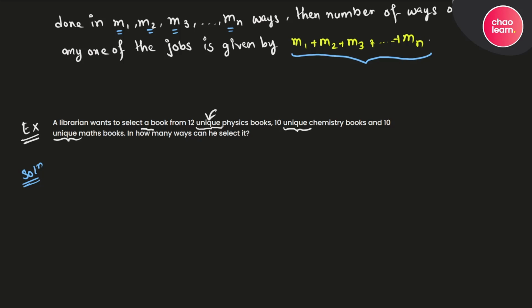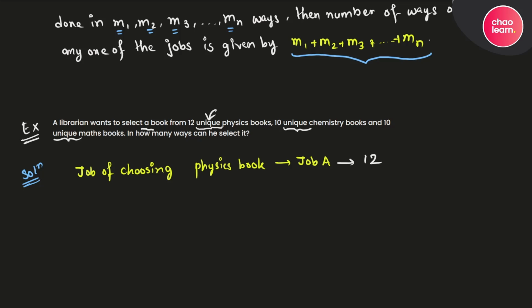Let's first name the job of choosing a physics book. Let us name it as job A. And in how many ways could it be performed? It could be performed in 12 ways, right? There are 12 ways of choosing a physics book.